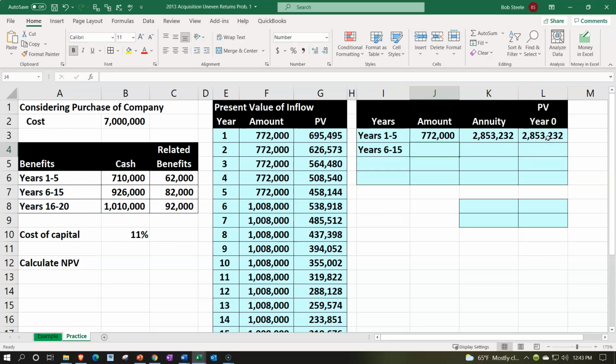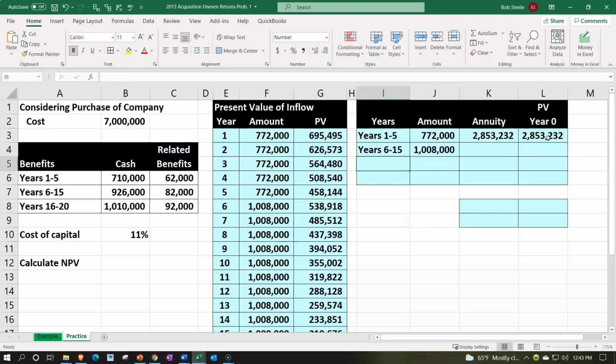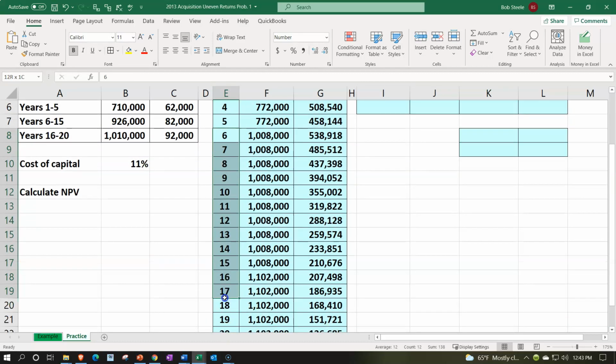This would be the negatives that equals the sum of these payments again. For 6 through 15, 10 periods, I believe, right? If we counted this out, 10 periods right there. So there's 10 of those. 10 count. Okay.